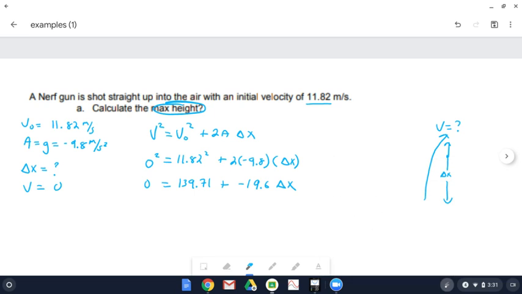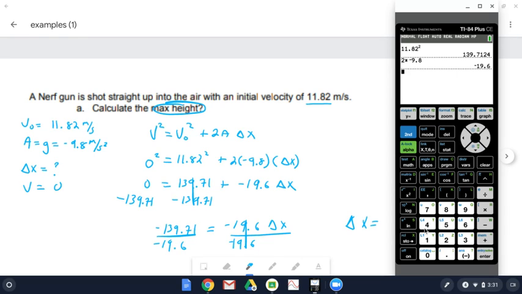Okay, these are not like terms, so I need to move one of them over. Let's go ahead and I'll just subtract 139.71 on both sides. I'm going to end up with negative 139.71 is equal to negative 19.6 delta x. I want delta x, so I'm going to divide by negative 19.6 on both sides. And that will leave me with delta x in my calculator.